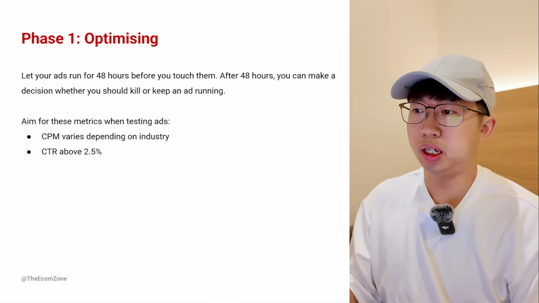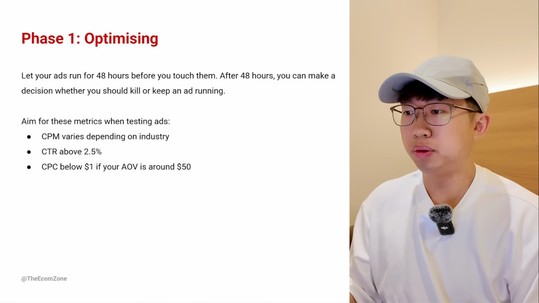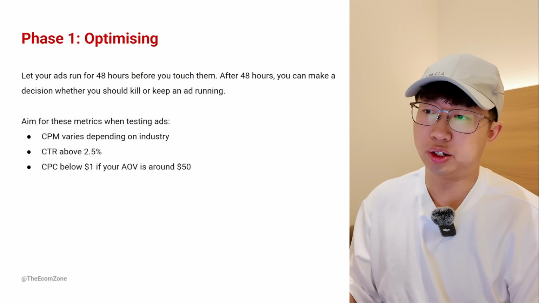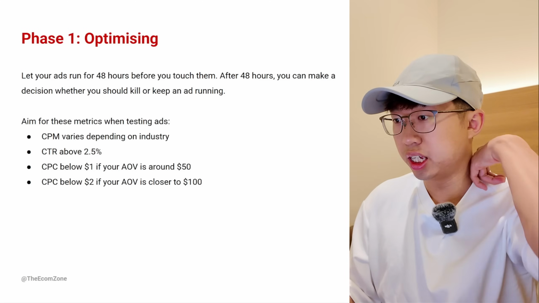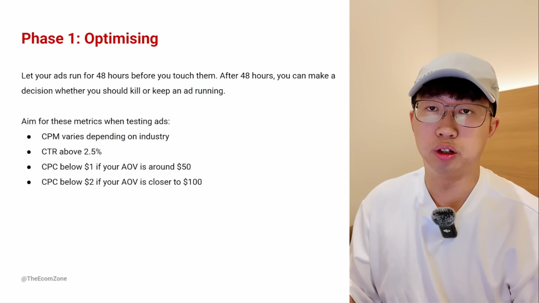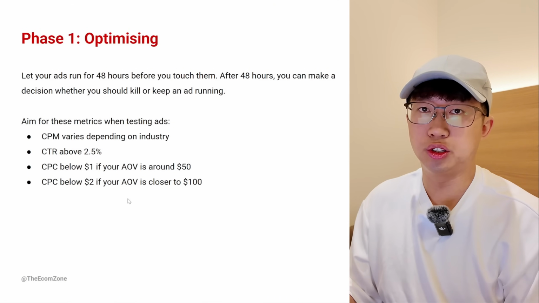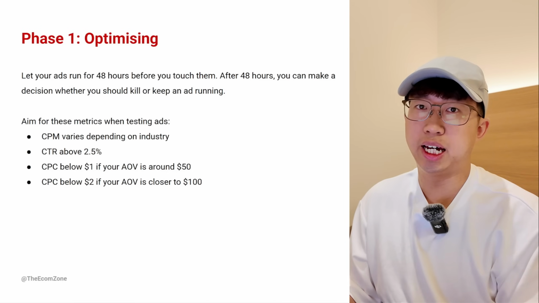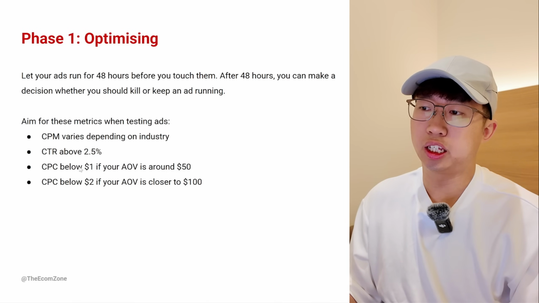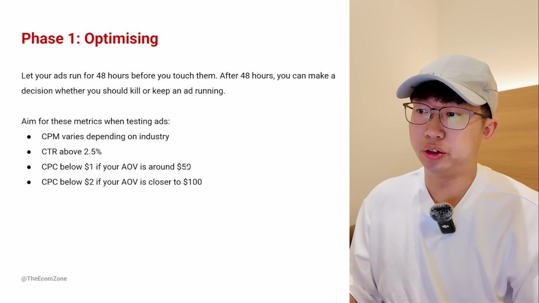So your CTR should be above 2.5%, and your CPC, which is your cost per click, should be below $1 if your average order value is around $50. Now let's just say your average order value is around $100, then you can aim for a cost per click below $2. Remember guys, if your cost per click is $2, that means for every 100 visitors to your website, it will cost you $200. So you still need to make a lot of sales to cover that ad cost. And that's why this is just a target that you want to aim for, but you really want to aim for even lower. So with a $50 average order value, your cost per click should really be around 50 cents.